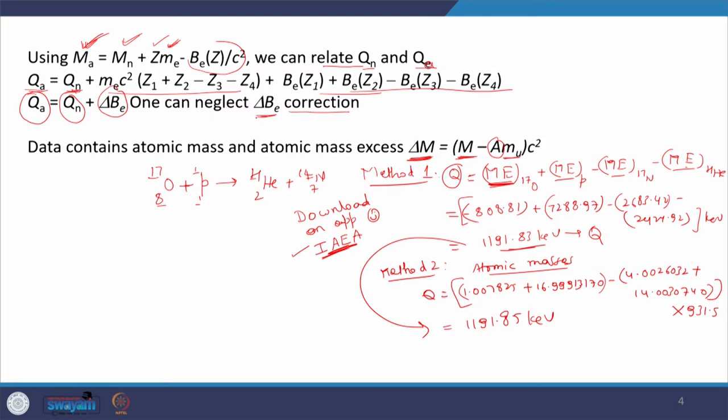Another point which I would like to highlight regarding the importance of binding energy correction. This correction can be neglected, but not every time. Okay, when you come across positrons, electrons with positive charge, for example, the fundamental nuclear reaction for the evolution of universe is proton plus proton, and this reaction you will come across several times throughout this course. So please pay attention to this reaction in particular.